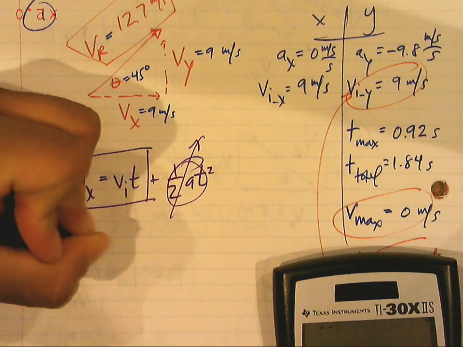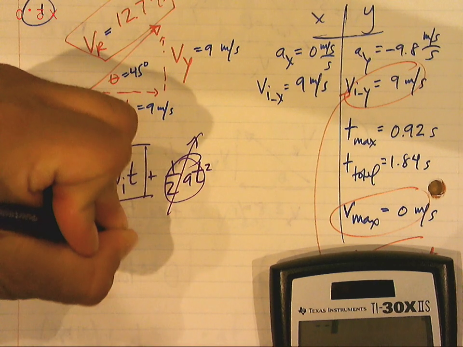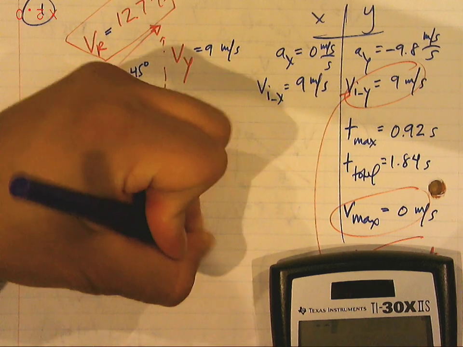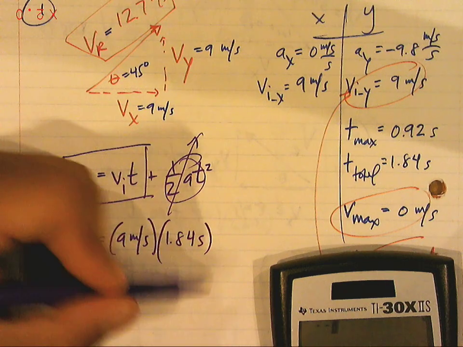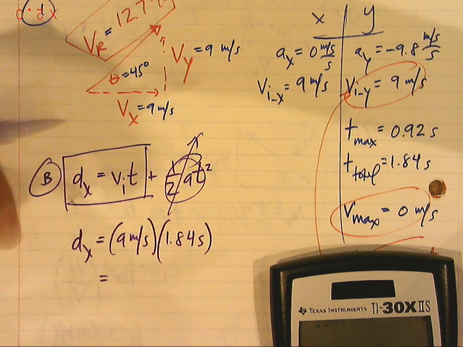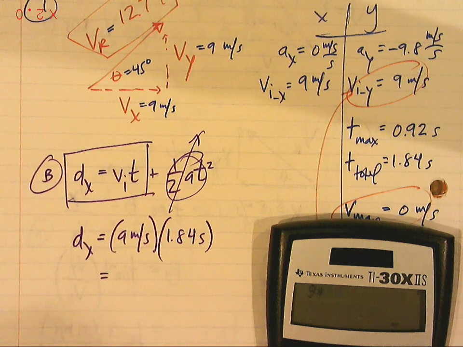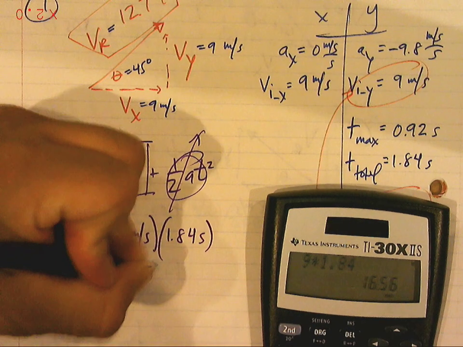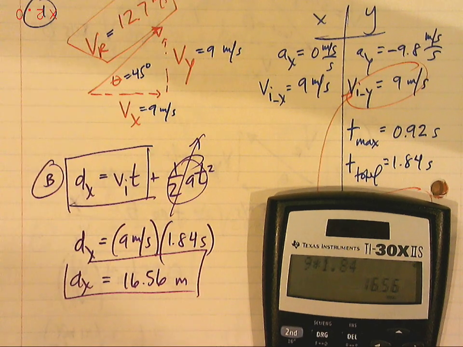And so dx equals vi in the x, which is 9 meters per second, times my total flight time, which is 1.84. I have to think about, am I only considering how far I went halfway or how far I went the full? In this one it says the horizontal distance traveled during the entire time it's in the air. 9 times 1.84 equals 16.56 meters. Not bad for a tennis ball launcher. 16 meters. Now determine the max height of the projectile.